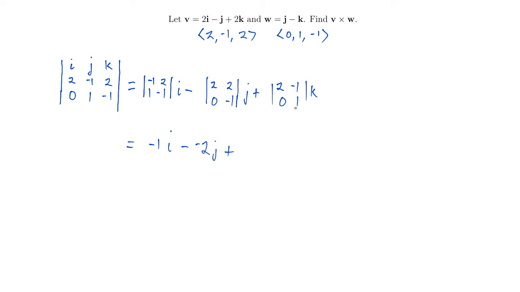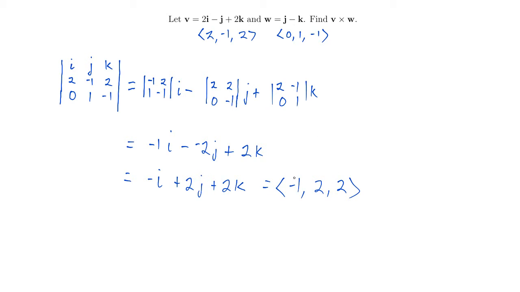And then plus, let's see, 2 times 1 is 2, minus negative 1 times 0 is 0, 2 minus 0 is 2, 2k. Alright, so altogether here I have negative i plus 2j plus 2k. Or if I want to write that in component form, I would have negative 1, comma 2, comma 2. Alright, and there's the determinant of that matrix, which is the cross product of those two vectors.